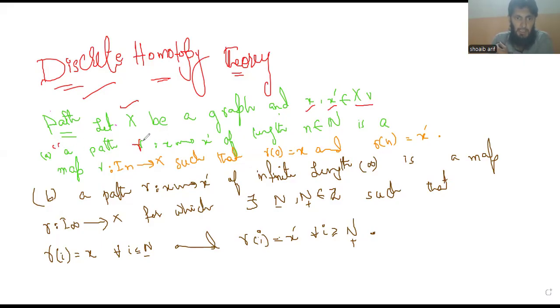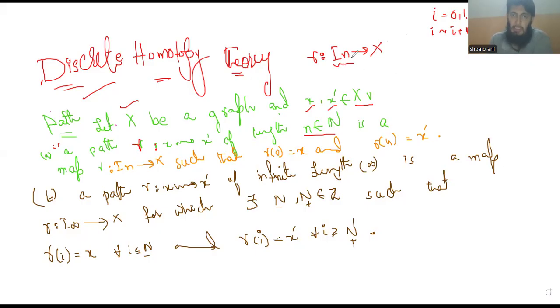A path gamma from x to x prime of length n. N means finite length, and n belongs to the natural numbers. A finite length path is a map. What type of map? Gamma is a map from I_n. I_n means an interval graph, whose vertices, as we saw in previous videos, belong to the integers 0, 1, up to n, and whose edges are of the type i to i plus 1, with edges from 0, 1 up to n minus 1.